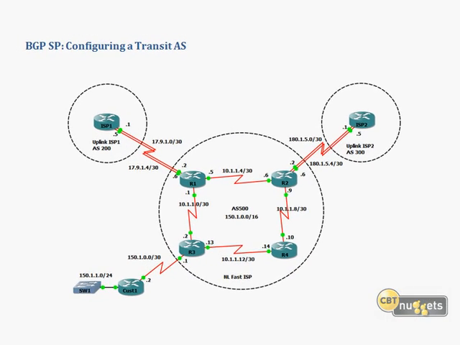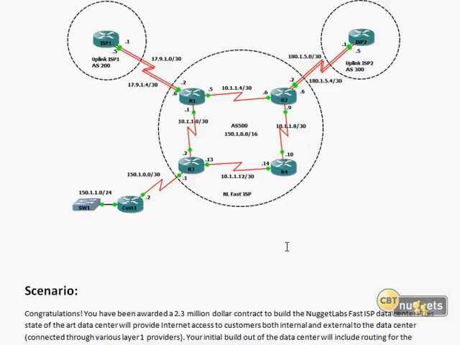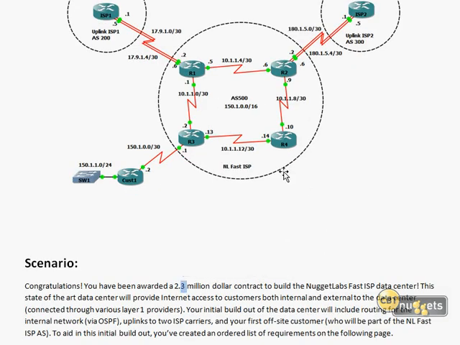This is where we'll camp out as we work through it. And again, this is our environment. We've got the Nugget Labs Fast ISP sitting right here in the middle. It's a data center. We received $2.3 million. That's fantastic to build that. We've got uplinks to ISP1 and ISP2. We've got our first customer who happens to be an external one.